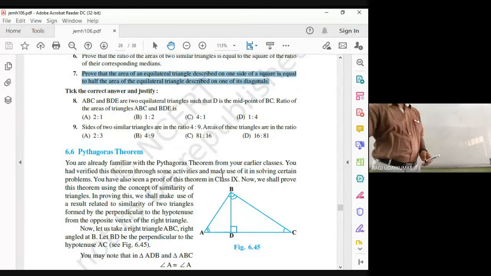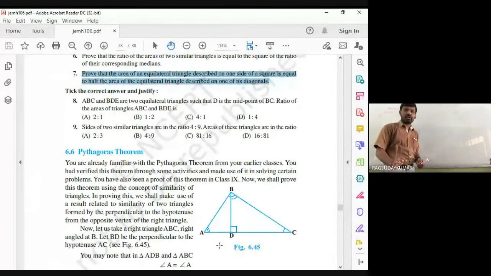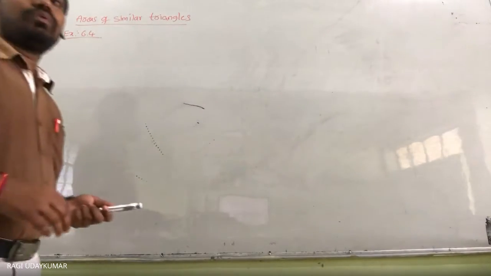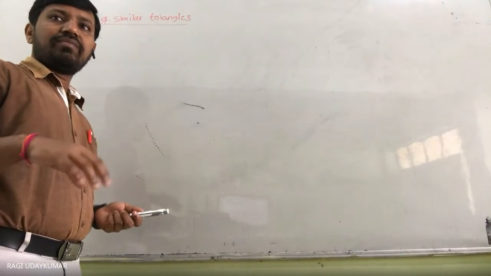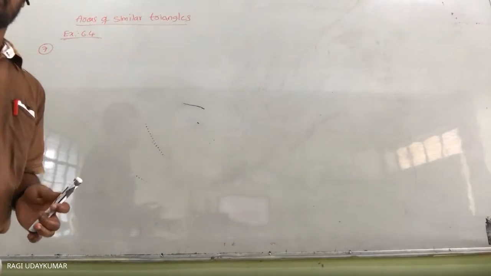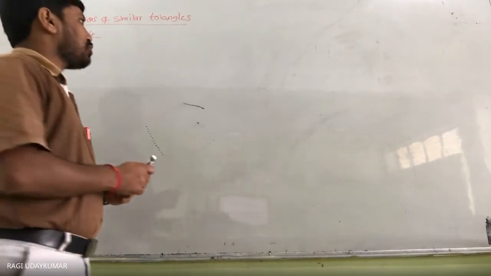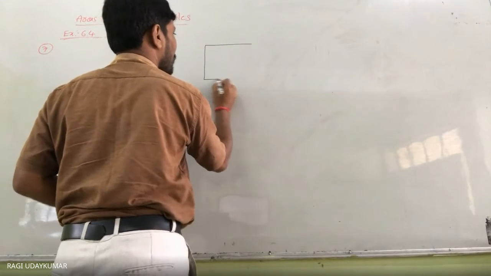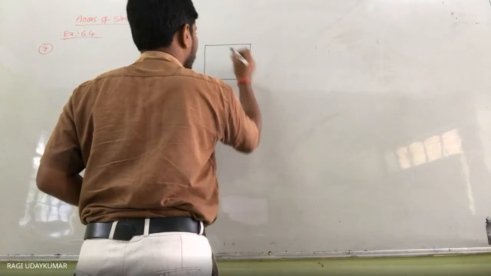So try to understand the question here. Whenever a single sentence is given to you, you should be ready to understand the question. Okay. So what is that here? You should be in a position to draw the diagram. Draw करके करना है. So equilateral triangle described on one of the side of the square. So square should be taken into consideration. So let us name the square as ABCD. This is the square.